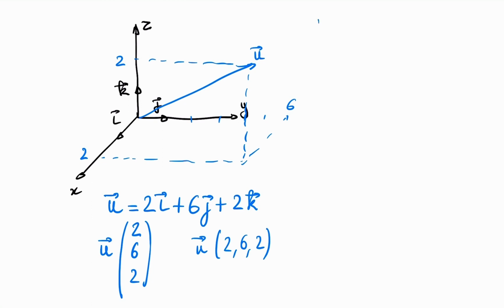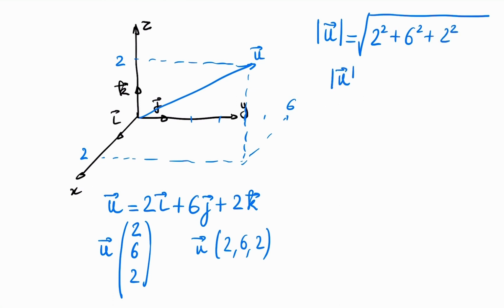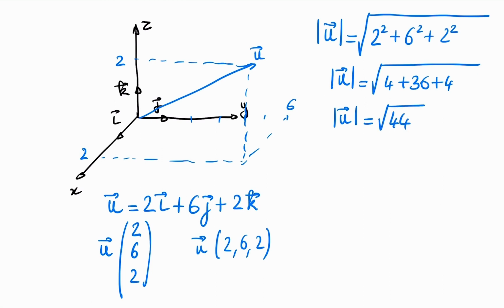Now, if I want to calculate the length of the vector u, that's Pythagoras in 3 dimensions. So that would be the square root of 2 squared plus 6 squared plus 2 squared, which is 4 plus 36 plus 4. So the length of u is root of 44, which can be simplified. I'm not going to do it.